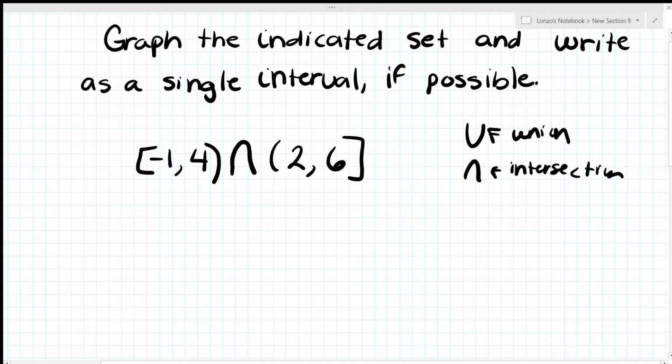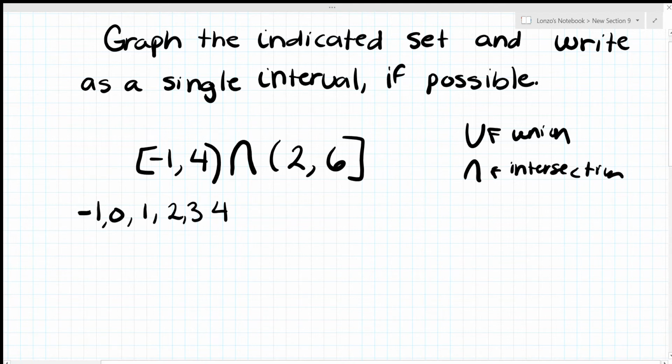So now let's see. Let's focus on this -1 to 4. What are all the numbers from -1 to 4? You start from -1 and then you go 0, 1, 2, 3, 4, right? Those are all the numbers for this interval.